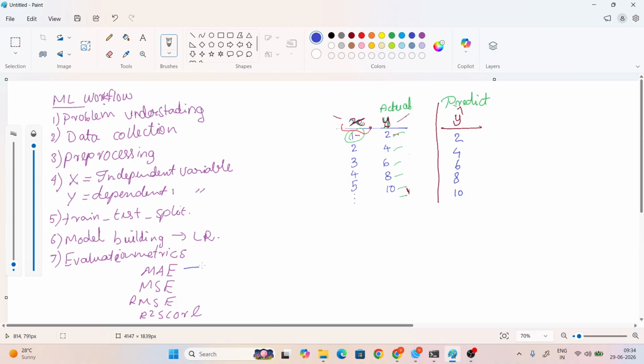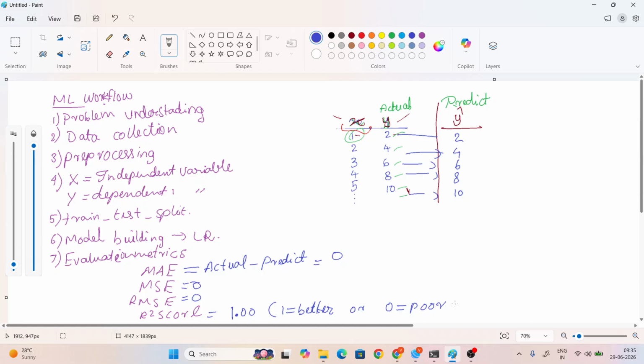The mean absolute error means the difference between actual value minus predicted value. What is the answer of actual value minus predicted value? It is 0, right? If you square the error, 0. If you take the root mean square, 0. So the R square score is 1, which means 100 percent. If it is 1, your model is better. If it is 0, the model is poor.